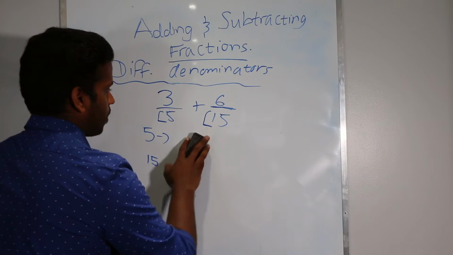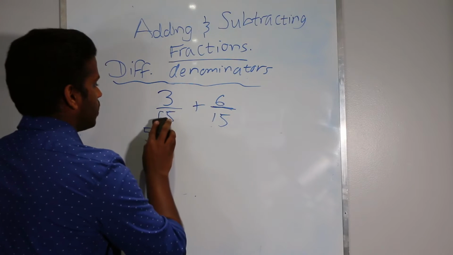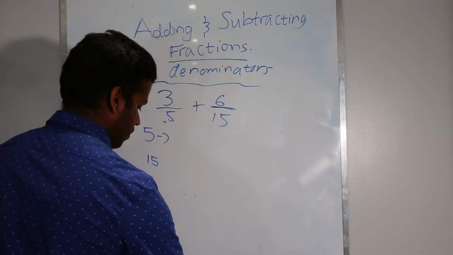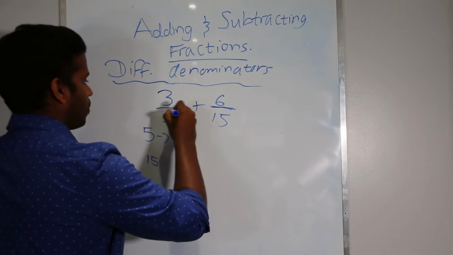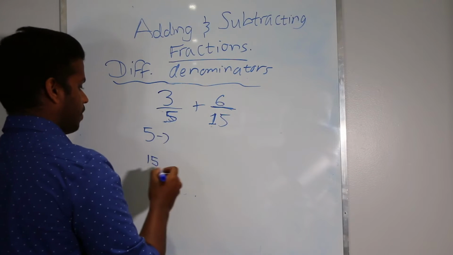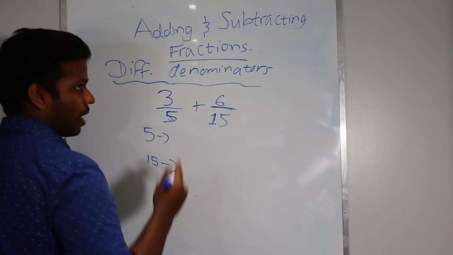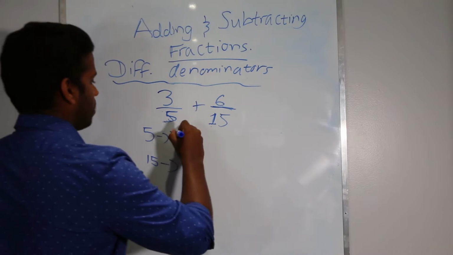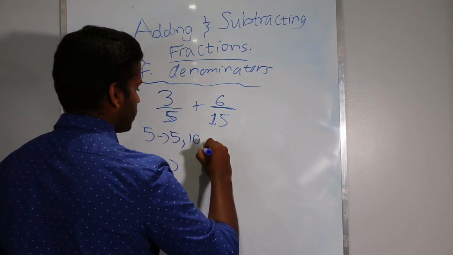Sorry, I just put the brackets here. So it's 3 over 5 plus 6 over 15. So we put our denominators. Now we're going to find our multiples. I'm just going to list them because I already know the answer.